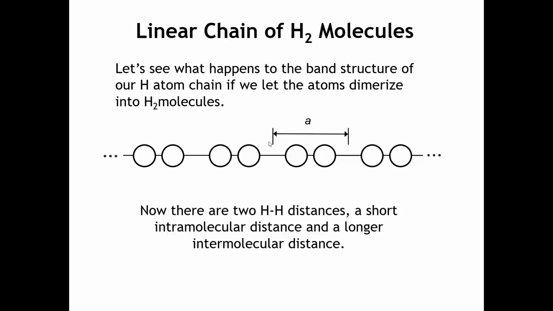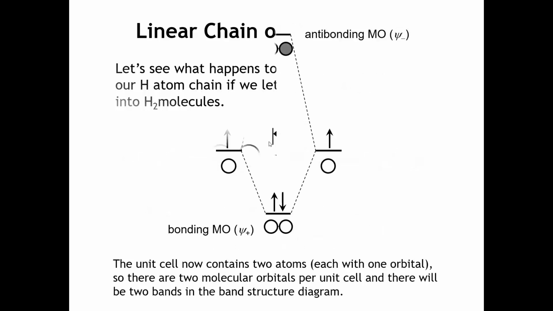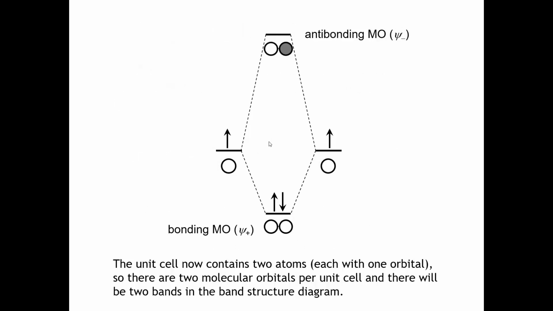So what are going to be the consequences of this rearrangement of the hydrogen atom positions? The most important consideration is now we have two atoms in the unit cell. Each of those atoms has one orbital, and so there's going to be two bands in our band structure. There's going to be a direct correspondence between the number of atomic orbitals in the unit cell and the number of bands in our band structure.